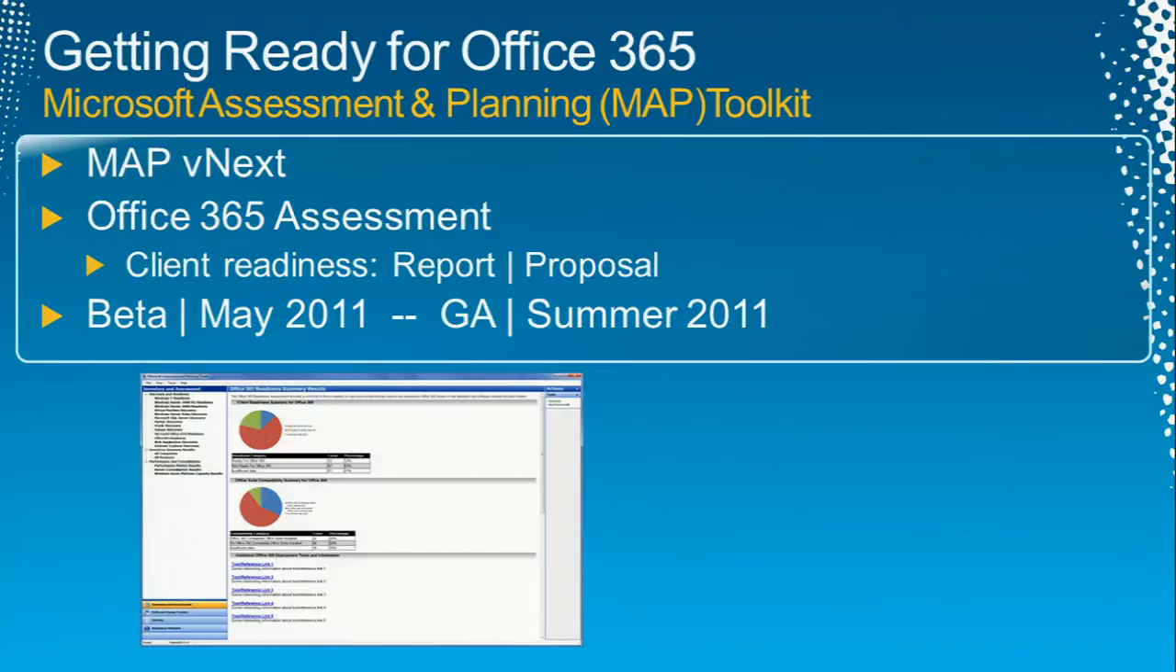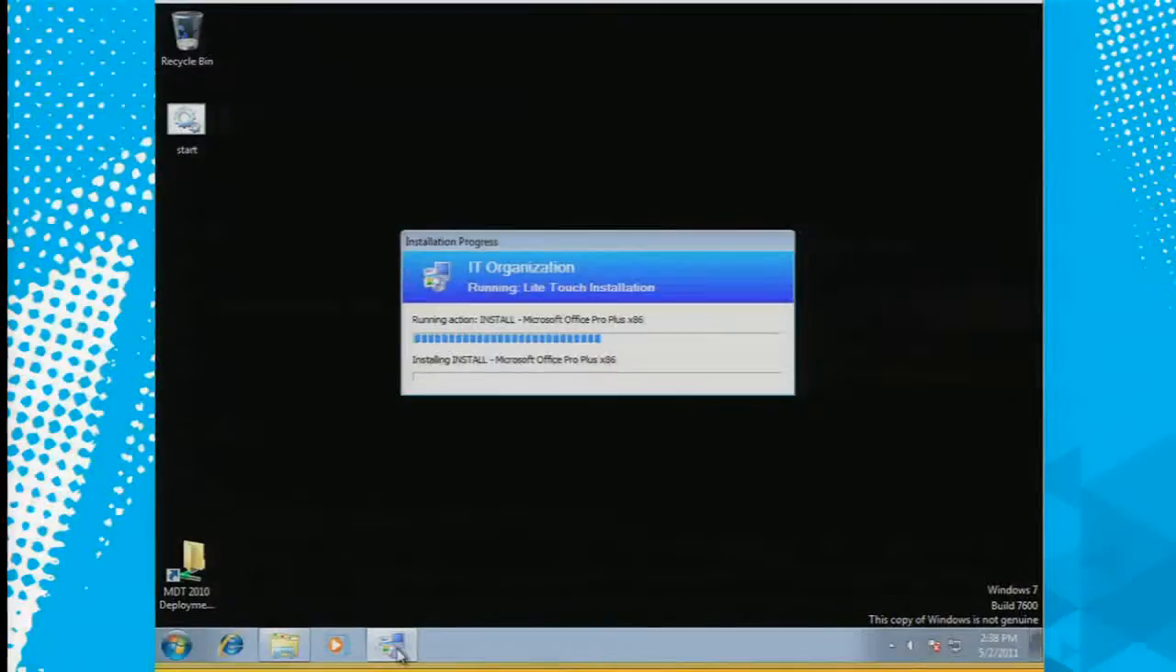So it's actually MAP version 6. Have any of you heard of the Microsoft Assessment and Planning Toolkit? It's a nice agentless discovery tool. So we've introduced an Office 365 client assessment element to it. Let's hop over and have a look at this thing. So it says here we have beta coming later this month and GA later in the year.